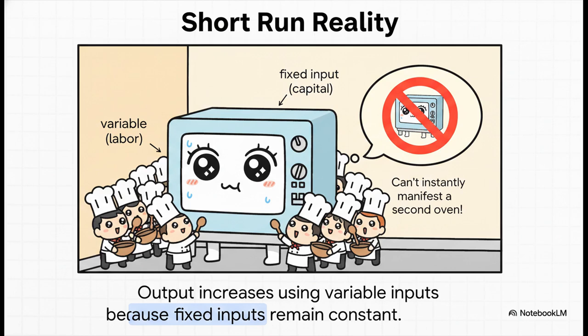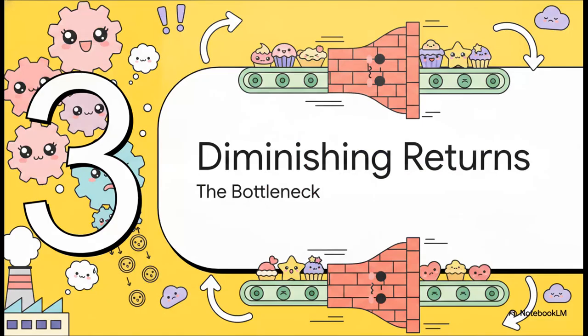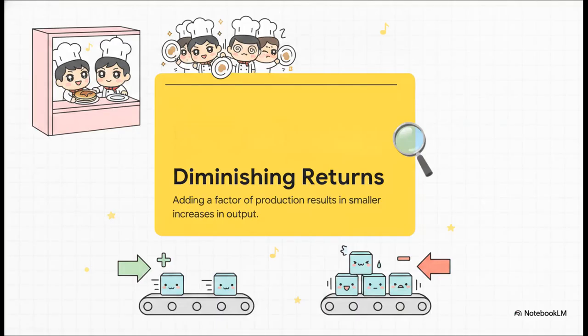Those things take time. Which leads us perfectly into section 3, diminishing returns. The bottleneck. Because of those short-run constraints, we hit a major bottleneck governed by a foundational rule, the law of diminishing returns. This states that adding an additional variable factor of production will eventually result in smaller and smaller increases in your output. If you just keep cramming new cooks into that tiny fixed kitchen, eventually they're going to start bumping into each other, dropping plates, and actually slowing everything down. Your return on every single new hire shrinks.